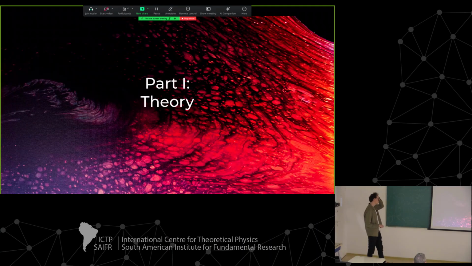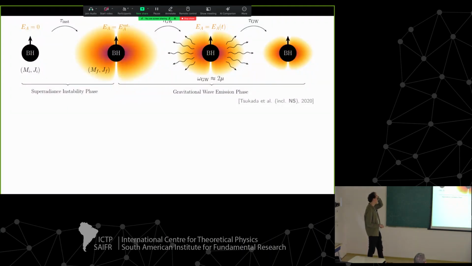Okay, so theory. So yeah, this is the one slide recap of the 3 hours of lectures. Basically, you start with a rotating black hole, and this undergoes a superradiant instability at some instability phase. You build up this cloud around the black hole. The black hole has some lower mass and lower angular momentum, and deposited that energy in the cloud.